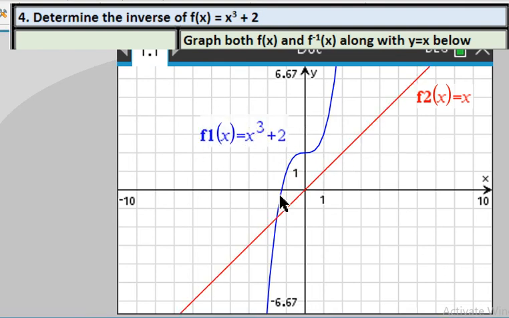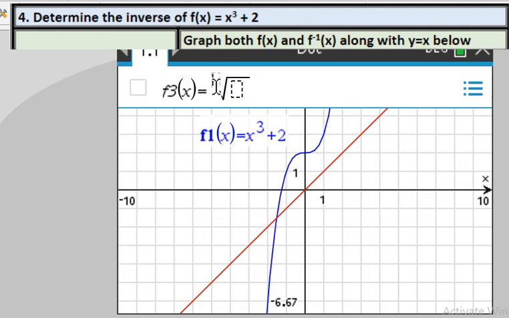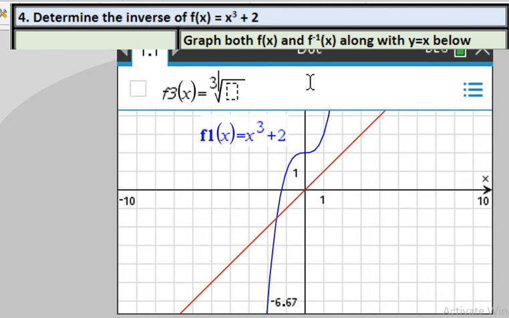Finally, we want the inverse. Now, we calculated the inverse in class. We know that it is the cube root of x minus 2. So to get the cube root, we go control, and under the caret is the any root key. So I have to make my index 3 because it's a cube root, and I put in x minus 2.